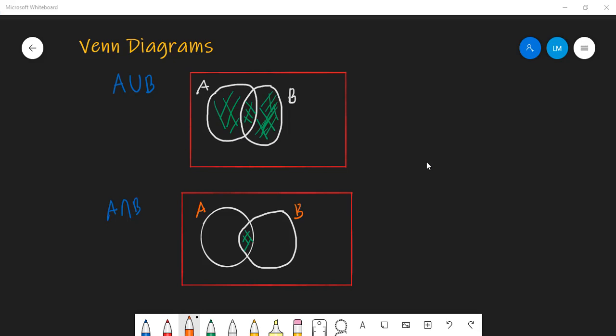Hello, so I'd like to go over some applications of Venn diagrams. Now, most likely you've looked at how you can find the union of two events, so like A or B. Now, notice that the whole set A and B is highlighted.